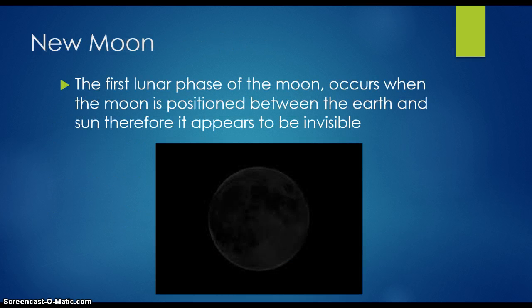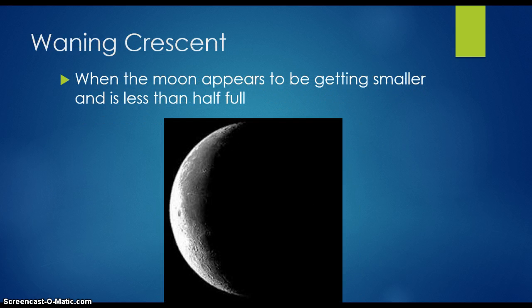The first phase is the new moon, which is the first lunar phase of the moon, and it occurs when the moon is positioned between the Earth and the Sun. Therefore, it looks invisible like the picture shows. After the new moon comes the waning crescent. That is when the moon appears to be getting smaller and is less than half full.